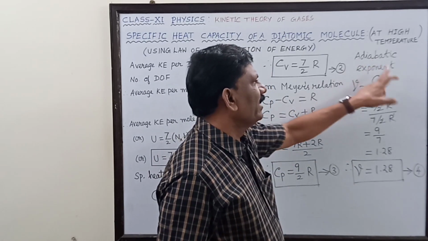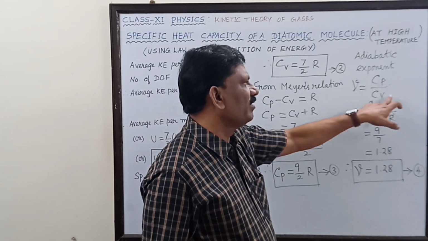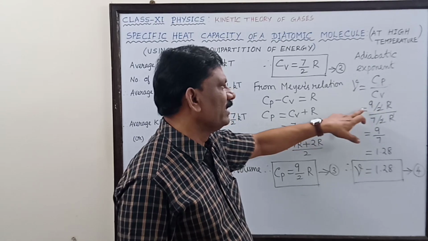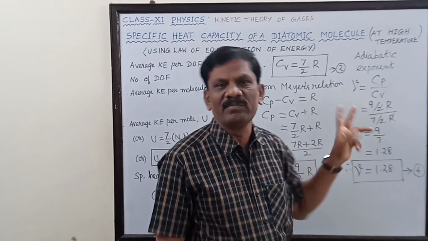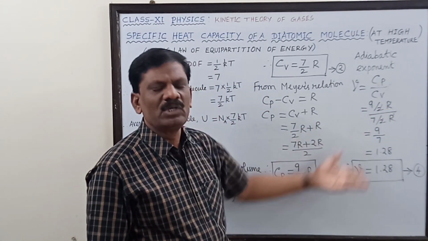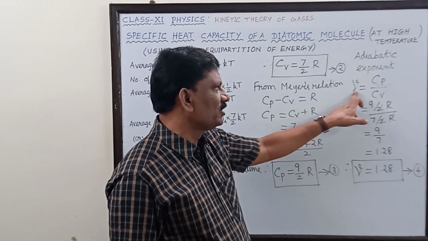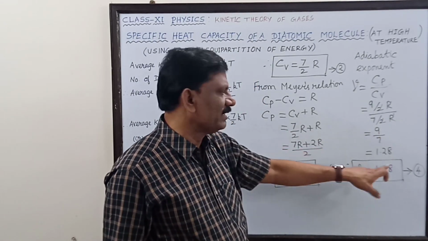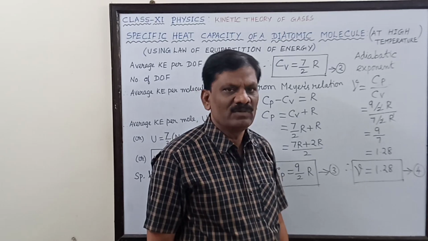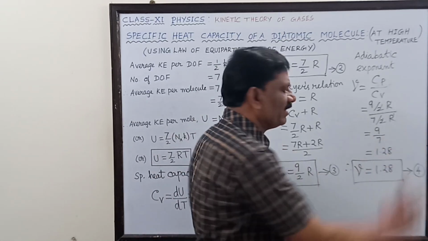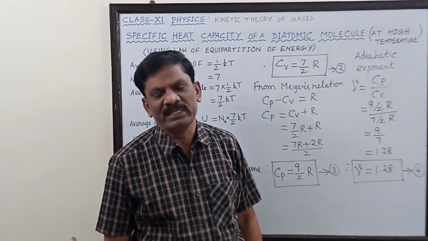Then the adiabatic exponent gamma is the ratio of Cp and Cv. So that is 9 by 2 R divided by 7 by 2 R. The 2 and 2 get cancelled, R and R get cancelled. Therefore the ratio gamma is equal to 9 by 7, that is 1.28. Therefore the final value of gamma is equal to 1.28.